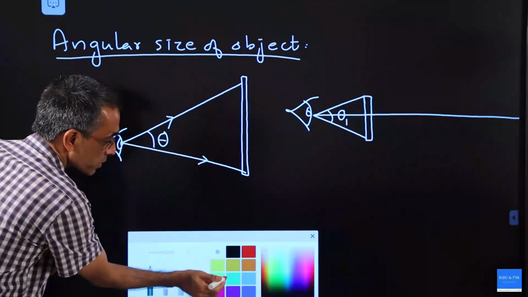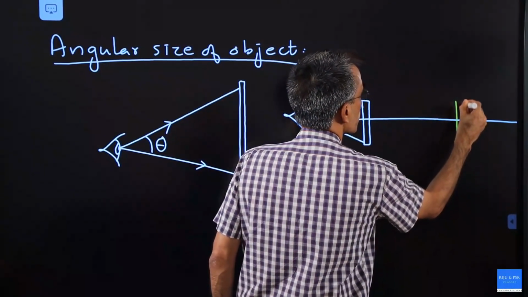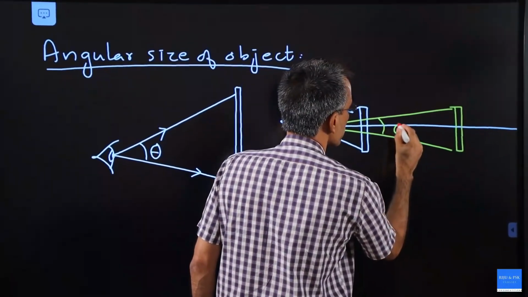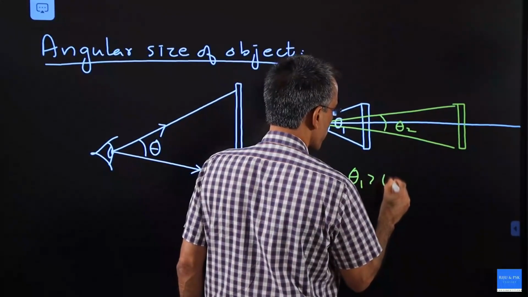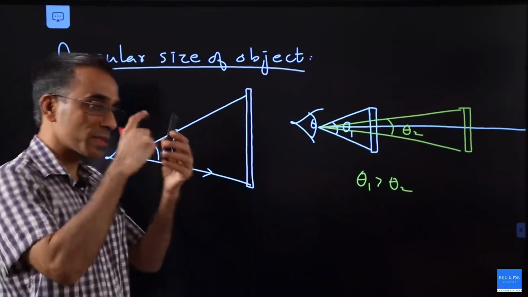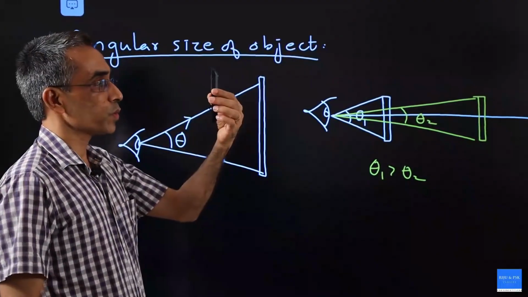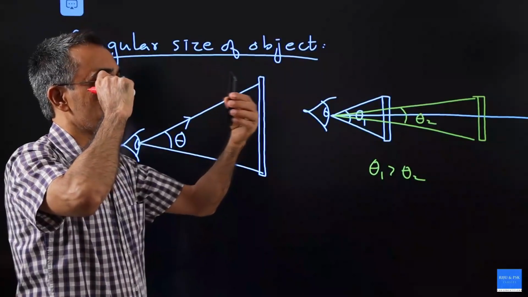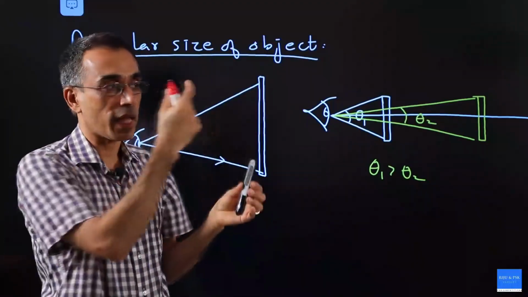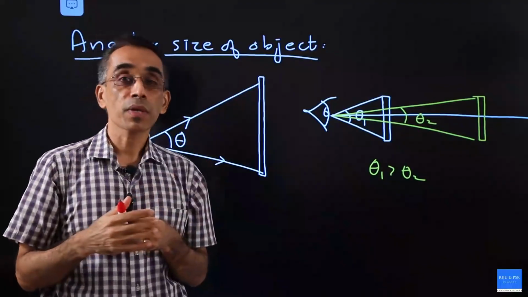Now the same object, same size, you keep it away, then that will create a smaller angle called theta 2. So theta 1 is greater than theta 2, but object size is same. This is why objects appear smaller as you go away from your eye. For example, this remote, when it is close to my eye, makes a larger angle in my eye, but when it goes away, it becomes smaller in size. The angle becomes smaller. The object size does not change, but the angle created decreases. That is why distant object appears to be smaller, the nearby objects appear larger.